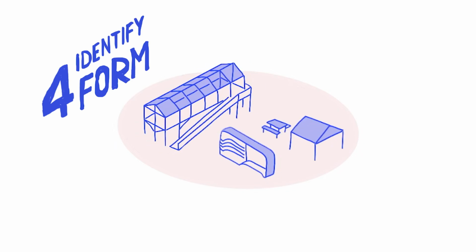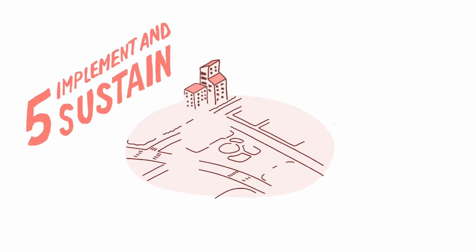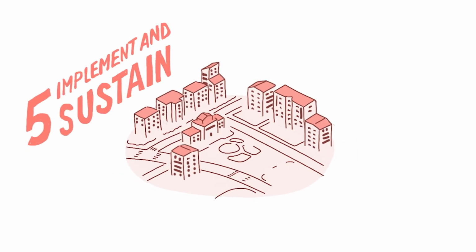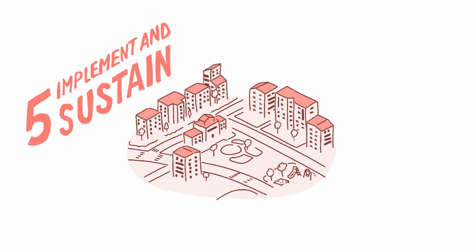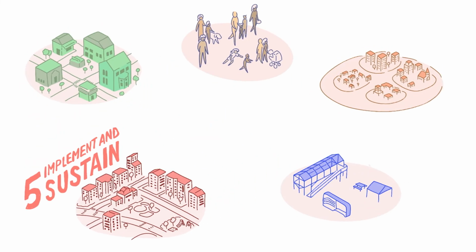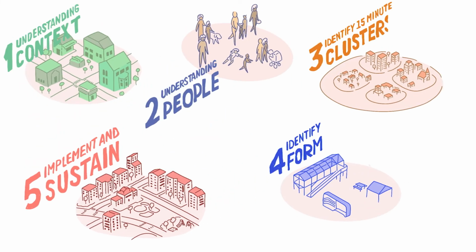Step 4. Identify form. Develop adaptive interventions which utilize and build on existing assets in a cluster. And lastly, step 5. Implement and sustain. Implement semi-permanent interventions and seek community feedback to iterate and land on solutions that could scale and sustain. These 5 steps could become a roadmap to creating connected clusters.